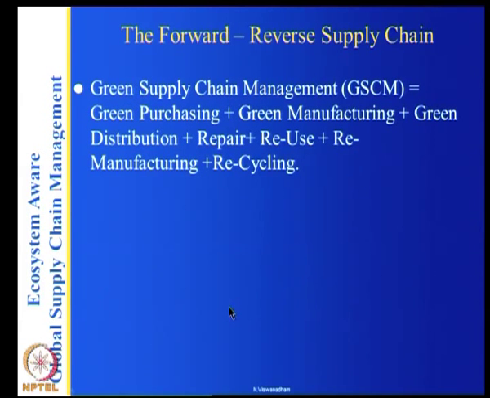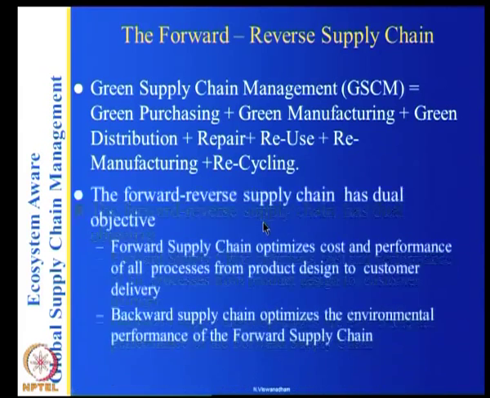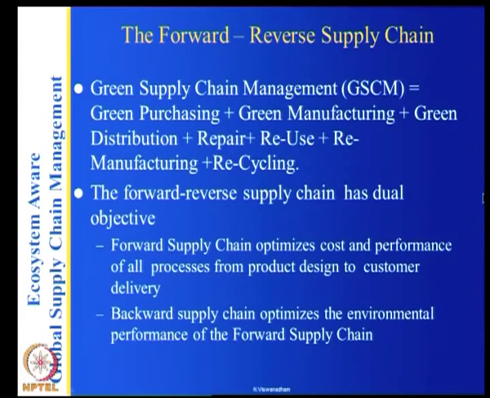Green supply chain management is basically green purchasing plus green manufacturing plus green distribution plus repair, reuse, remanufacturing, and recycling. So there are 4 Re's that are important. These repair, reuse, remanufacturing, and recycling, these are the 4 important things, and they form the backward or the reverse supply chain. And of course, even the purchasing has to be green, the manufacturing has to be green, and the distribution needs to be green. And the forward and reverse supply chain has dual objectives.